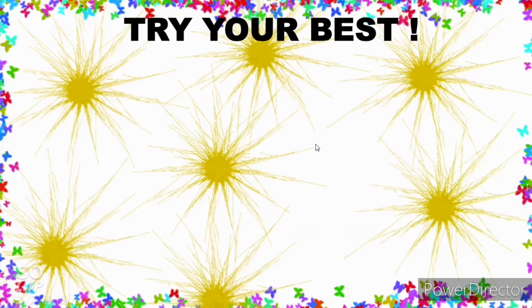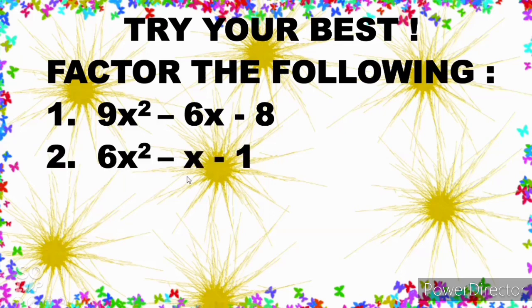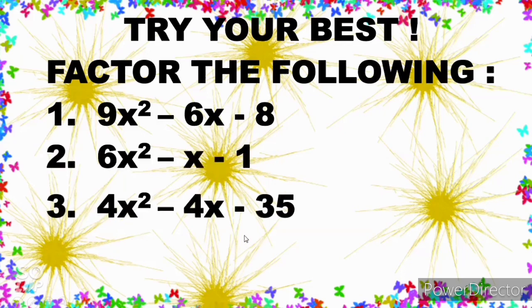So, try your best. It's time for your activity. We're going to factor the following. Number 1, 9x squared minus 6x minus 8. Number 2, 6x squared minus x minus 1. And number 3, 4x squared minus 4x minus 35.